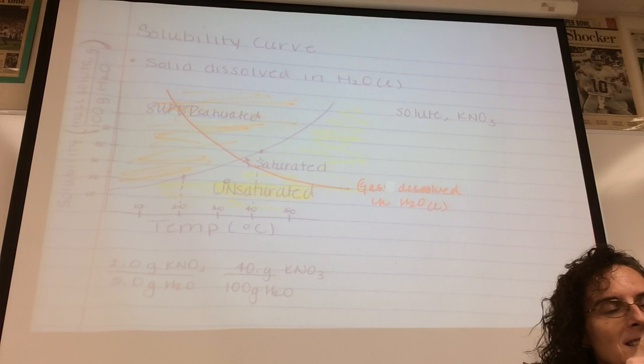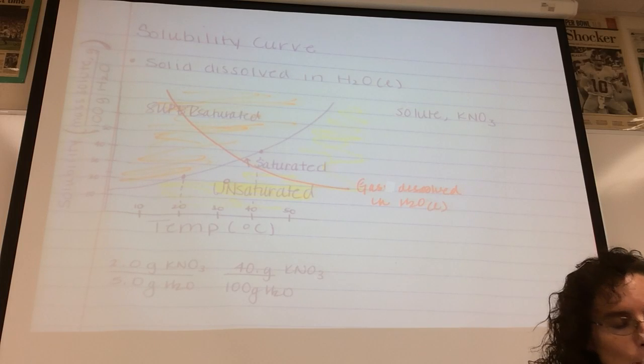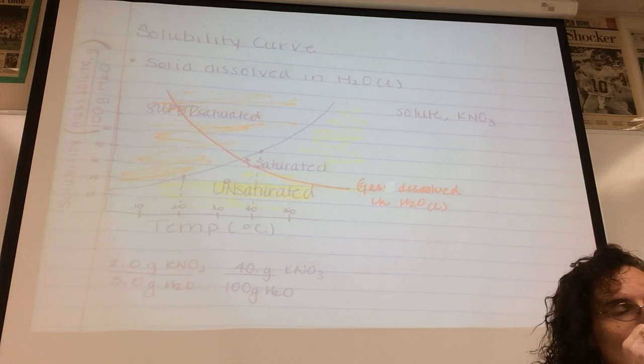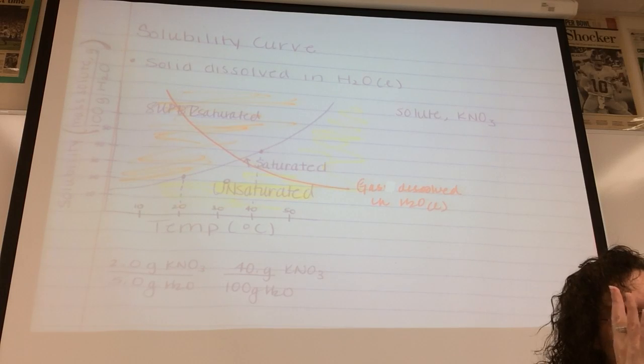As you increase the temperature, what happens to the volume of a gas? It goes up. As the volume gets bigger and bigger, the bubble's going to pop, and the solubility decreases.